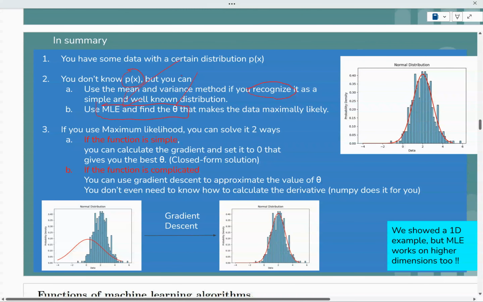Okay. And when we do use maximum likelihood, when you want to maximize something, remember, when you're maximizing or minimizing something, you can take the derivative and set the derivative to 0. If you can actually do that, then that's great. Then you're done. If the function allows you to do that, that's what you do. And that gives you the closed form solution. Take the derivative, set it to 0. Now, if the function is complicated, then you will need to use gradient descent to approximate the parameters that you need for the equation.